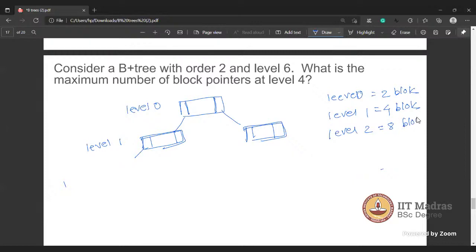And level 3 is 16. And level 4 is 32 block pointers. So everyone got it? Then you just have to sum up. I asked what is the maximum number of block pointers at level 4. At level 4, there will be 32 block pointers.